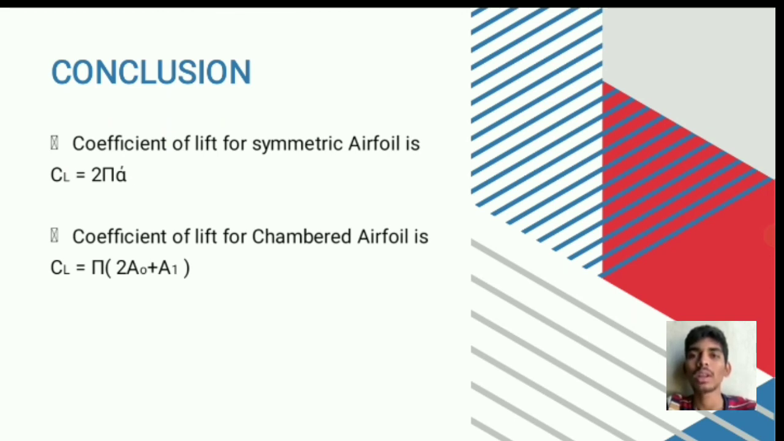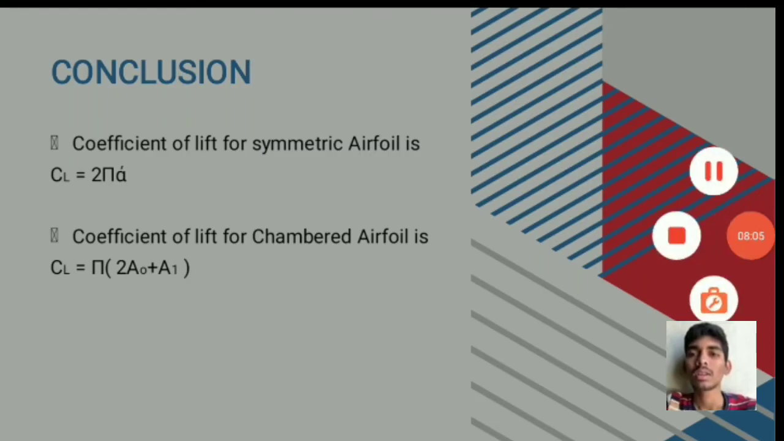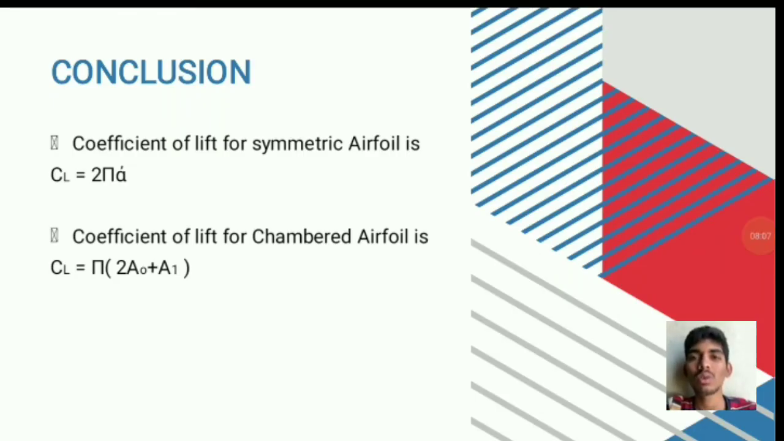This presentation is to calculate the coefficient of lift for symmetrical airfoil and cambered airfoil. The symmetrical airfoil, as the name itself defines, will perfectly overlap about the x-axis. By the end of this presentation we can confirm that the coefficient of lift for a symmetrical airfoil is CL equal to 2 pi alpha, whereas the coefficient of lift for a cambered airfoil is CL equal to 2 pi (alpha plus A0 plus A1 by 2). This is the end of the presentation.